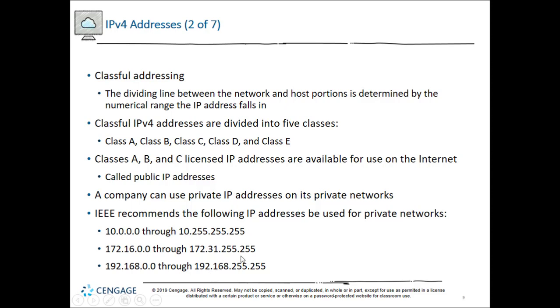We have 5 different classes of networks: A, B, C, D, and E. A, B, and C are what you and I are using to connect to the real world. D is for multicasting and multi-groups. And then E is for experimental use. These addresses begin with 223 or 224. Sorry, 224.